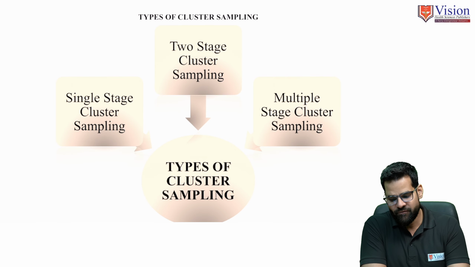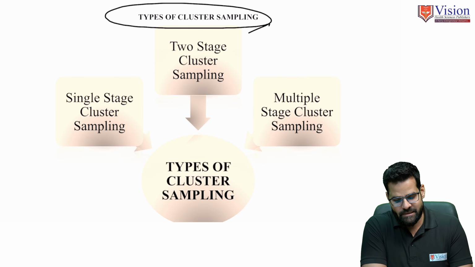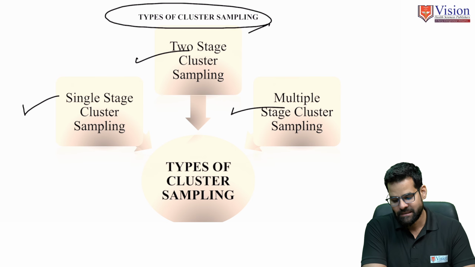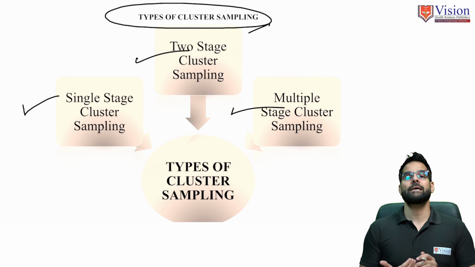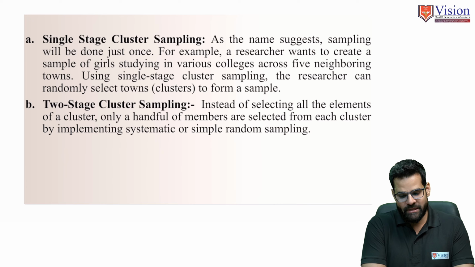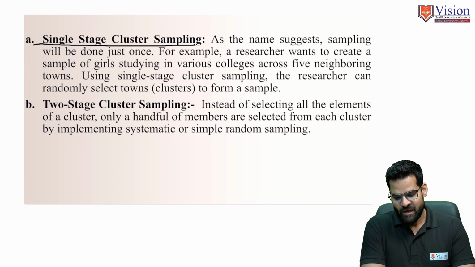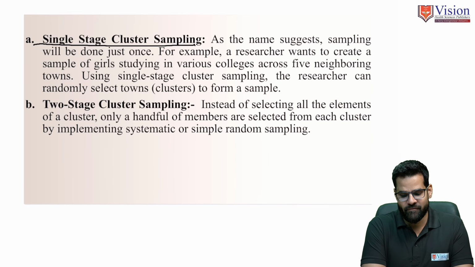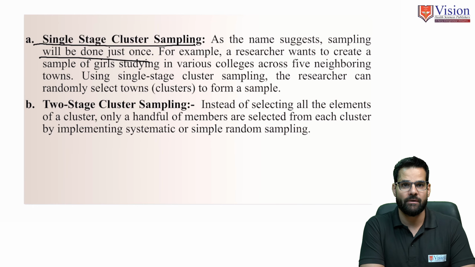On the basis of different types of clusters you can have, like single stage cluster sampling, 2-stage cluster sampling, or multi-stage cluster sampling. This is also known as multi-stage sampling. Okay, let's talk about that. What is single stage cluster sampling? As the name suggests, sampling will be done just once, only one time.